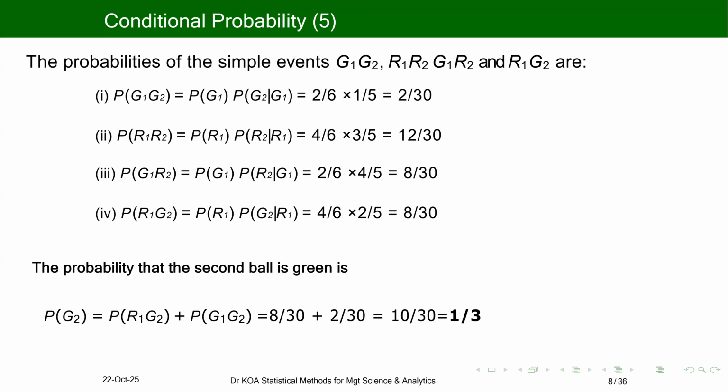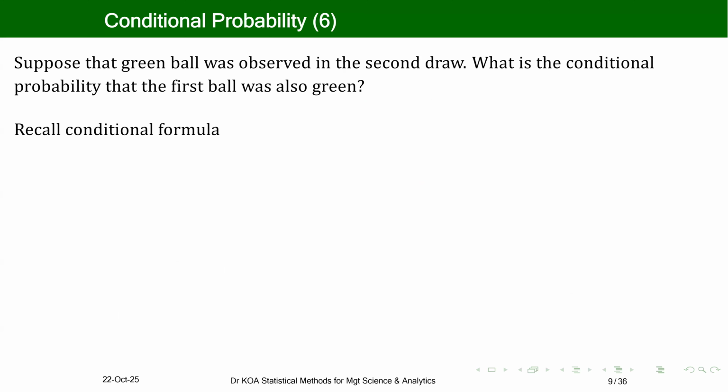Now, it doesn't end there. Remember you can use decision trees or decision diagrams to do this on your own. Now let's look at another form of the condition. What if the second ball is green? Suppose the green ball was observed in the second draw. What is the conditional probability that the first ball was also green? You see that one?